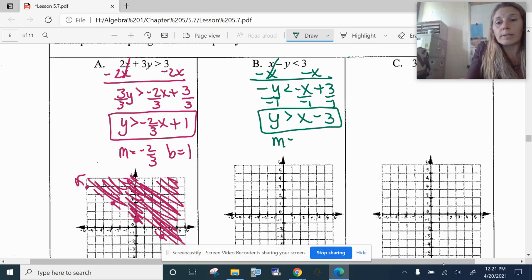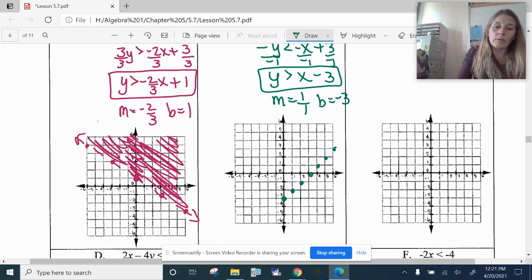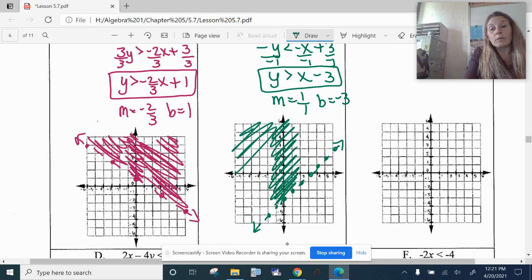Our slope is positive 1, and our y-intercept is negative 3. So beginning at the negative 3, and then moving up 1 to the right 1, up 1 to the right 1. Now this inequality sign does not have the equal to underneath, so we know it's going to be a dashed boundary line. And y is greater than x minus 3, so we're shading above or up from that y-intercept.